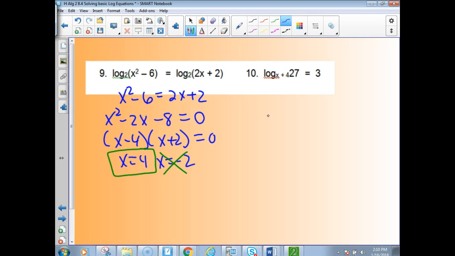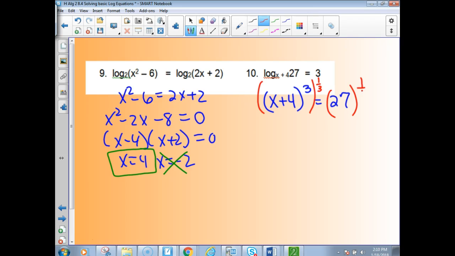All right, number 10. We don't have a logarithm on both sides, so we're going to have to rewrite as an exponential. Base of x plus 4, the exponent is 3 on that, and that equals 27. Okay, what do we do? Gotta undo that cubing. To take both sides to the what? Well, you said cube root, which is the same as the 1/3.